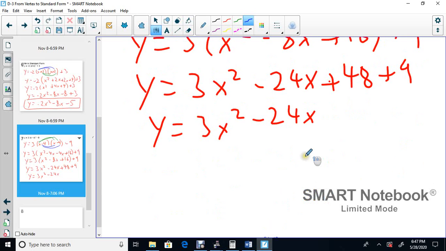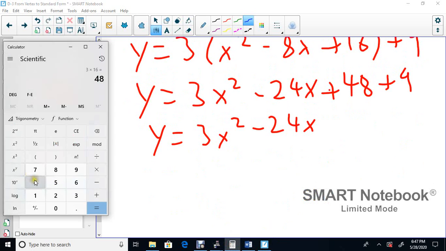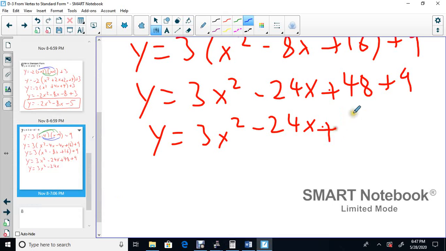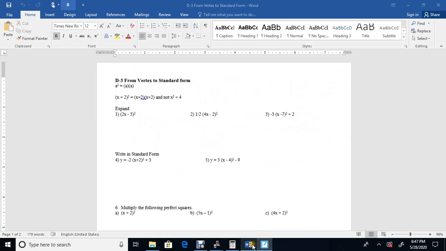Let's extend the page. 48 plus 9. I'll use a calculator here. 48 plus 9, 57. And there's the answer. This worksheet's only 2 pages long.